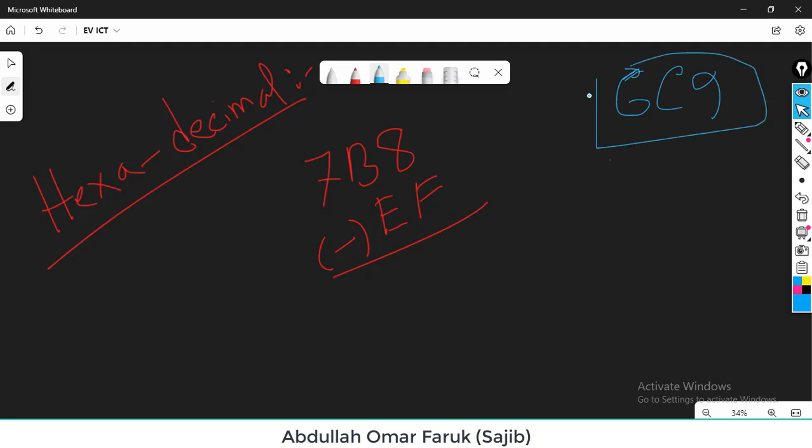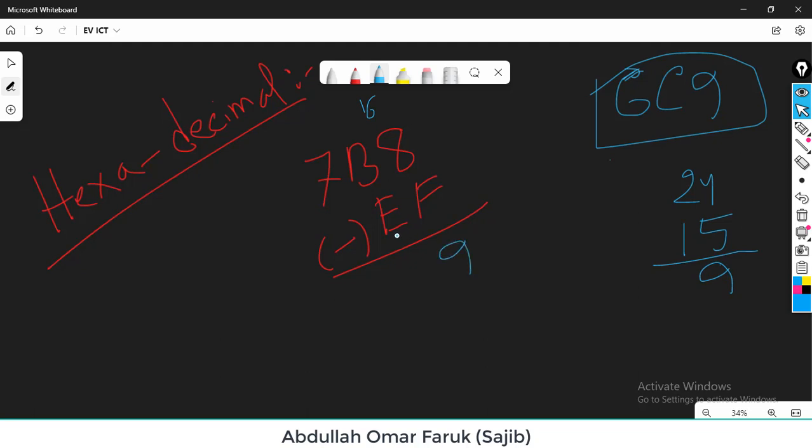Okay, let's see. 8 means what? 8 and then what will be added? 16 will be added as the base is 16. 16 plus 8 gives me what? 24. 24 minus 15, fantastic. In hexadecimal, F means what? 15. So if we subtract 15 from 24 it gives me 9. So 9 is written here.